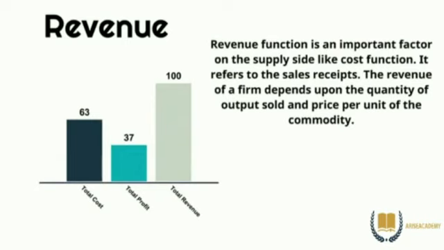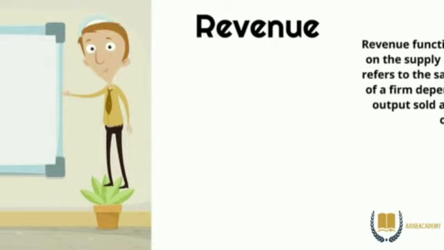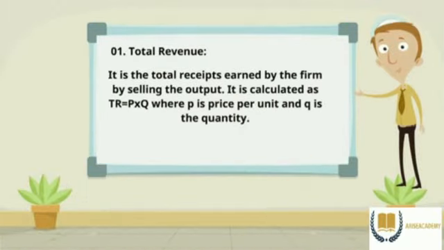Revenue function is an important factor on the supply side like cost function. It refers to the sales receipts. The revenue of a firm depends upon the quantity of output sold and price per unit of the commodity. Total revenue is the total receipts earned by the firm by selling the output. It is calculated as TR = P multiplied by Q, where TR is total revenue, P is price per unit and Q is the quantity.